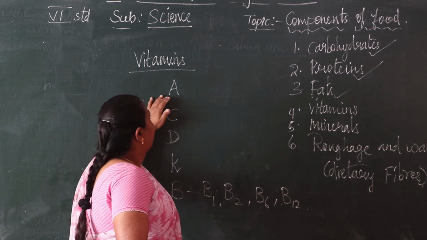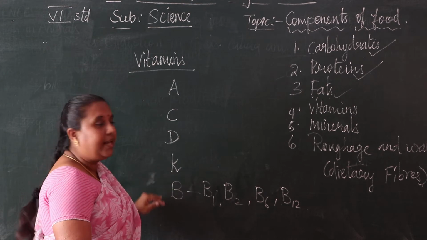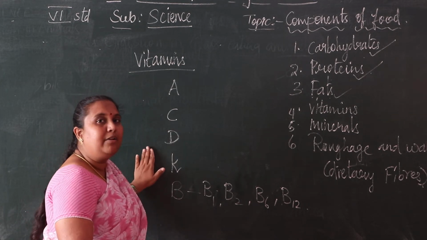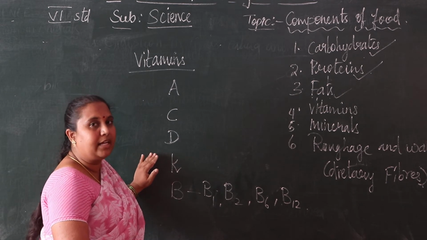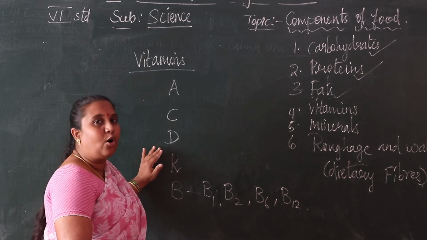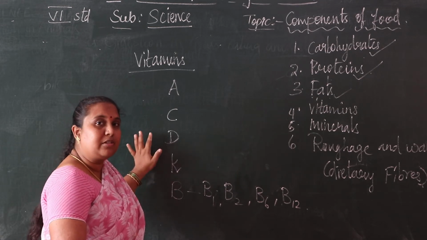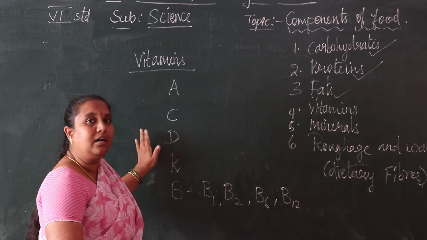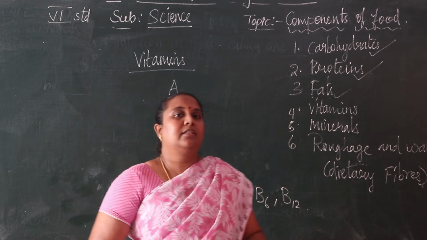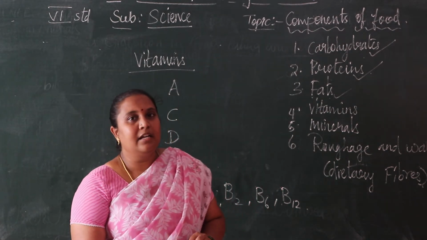Okay, so that is vitamin A, vitamin C, vitamin D, vitamin K. We are getting these vitamins by taking balanced food items. Vitamins are rich in fruits and all the vegetables also. Green leafy vegetables are very important to get the vitamins. So we want to eat a balanced diet regularly to get the vitamins and minerals.